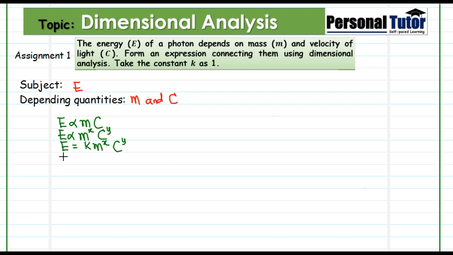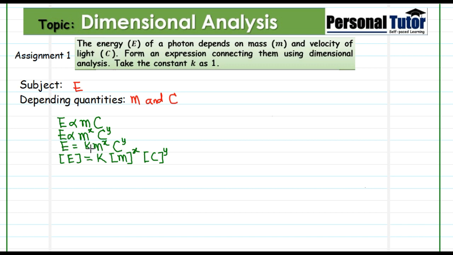The next thing is you write this in your dimensional form by enclosing them in a square bracket. That of the E, the k is a constant, then the m is written in the square bracket with the s outside, the c, then with the exponent also written outside.